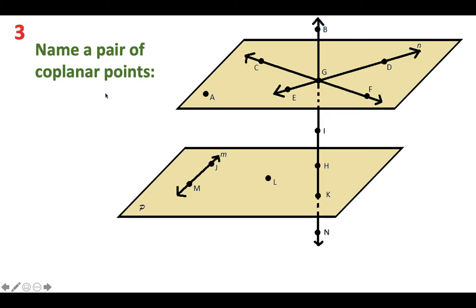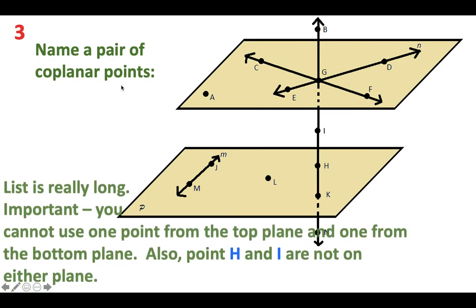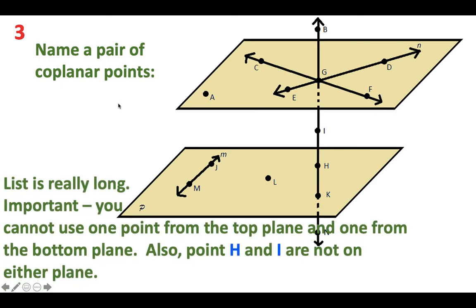Okay, here's another one. Name a pair of coplanar points. Coplanar. So C and L are on two different planes, right? So they are non-coplanar, so those don't count. The list is really, really long of coplanar points.